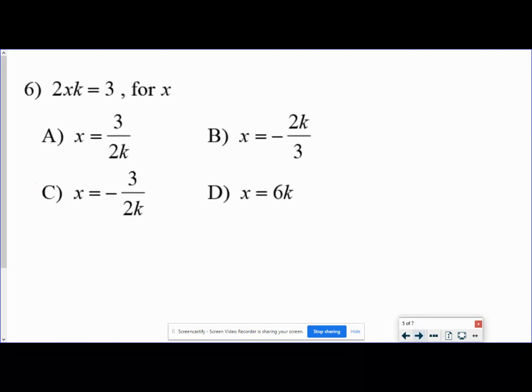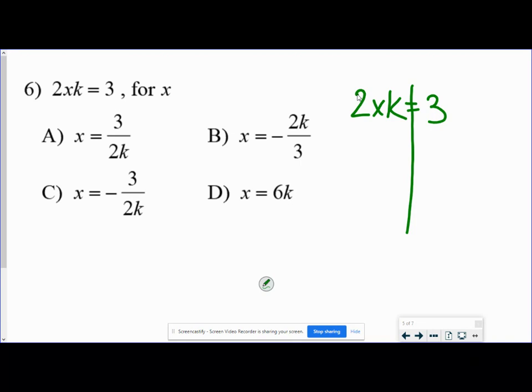In number 6, again, another multiple choice. I'm trying to solve this one for x. So I have 2xk equals 3, and I'm solving for x. So I want to start by thinking about what's happening to the x. Right now, the x is being multiplied. Well, it happens to be multiplied by 2 things at the same time. So to get rid of multiplying, I would divide. I could actually divide by the 2 and the k at the same time.